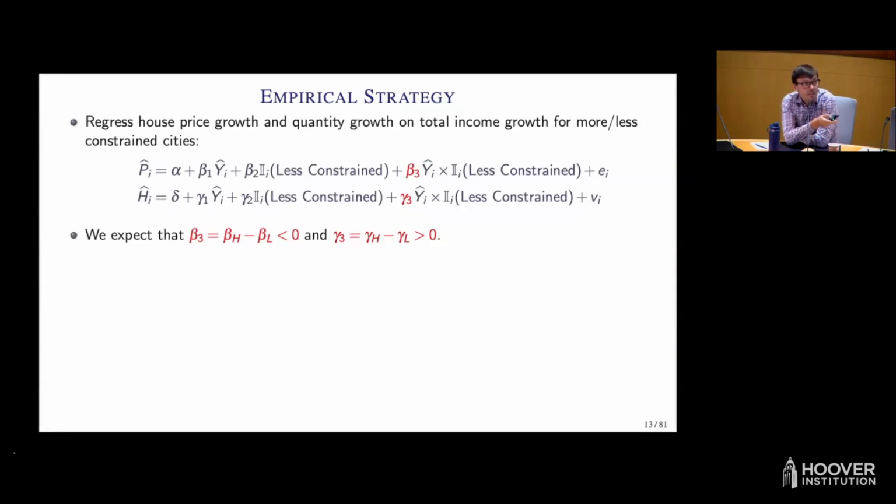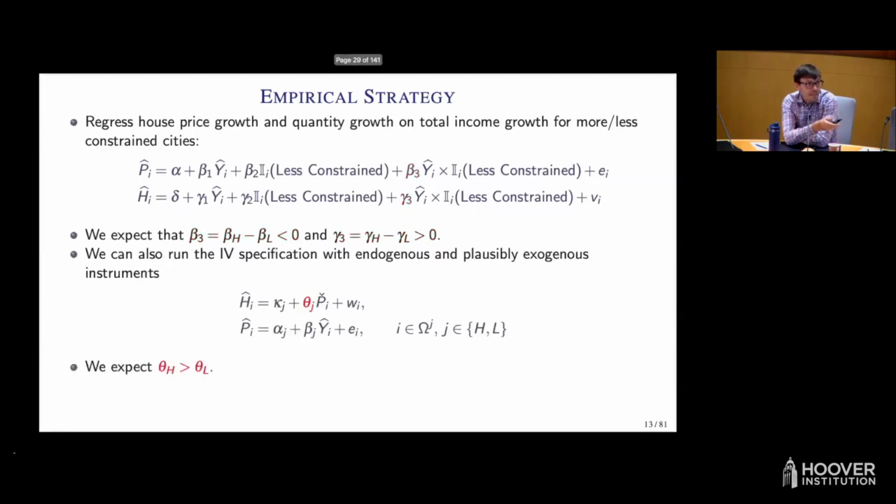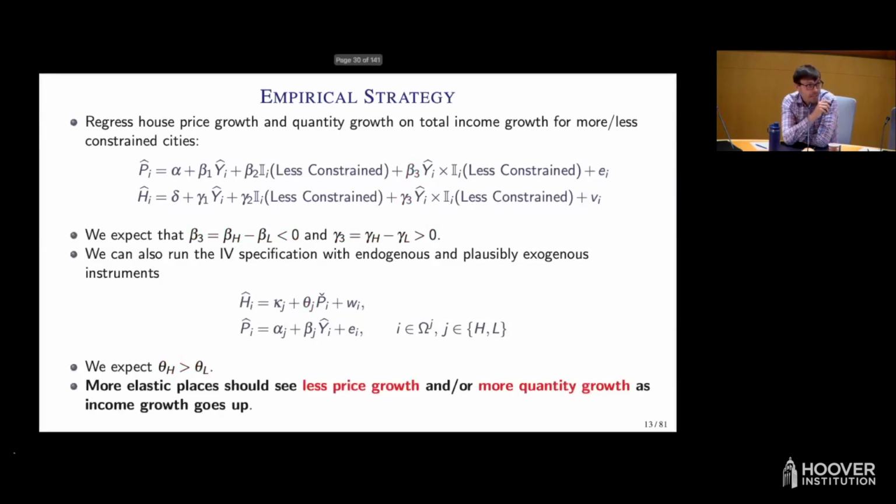We're going to look at the co-movement of housing growth, that's H, and price growth with income growth, and we'll look at how that's different. These are the beta 3s and gamma 3s for cities that we measure to be less constrained. What we expect is that we see less house price growth in the more elastic areas than in the inelastic areas. So this beta 3 would be negative, and the gamma 3 would be positive, so more quantity growth. Alternatively, we can run the IV. There we would expect a higher measured elasticity in elastic places if these supply constraints end up being important for explaining house price growth and housing quantity growth across cities.